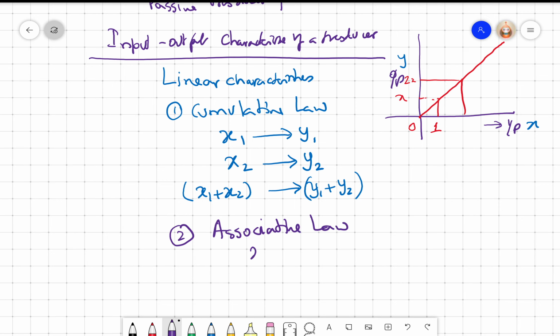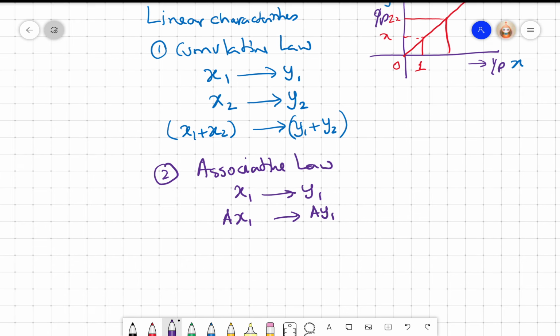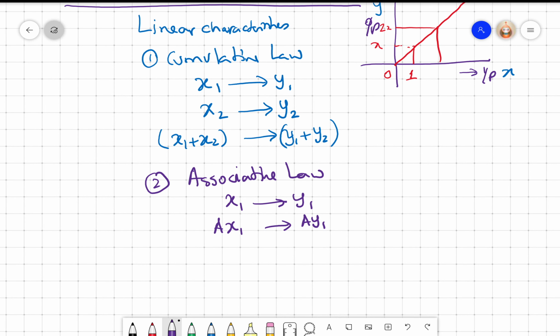If I give x1, I get y1. If I give a x1, where a is a constant, I should get a y1, right? So this is known as the associative law. So both must be obeyed for a transducer to have a linear characteristic. So the only characteristic that would fit the linear is a straight line that passes through the origin. So I must have y equal to mx, right?